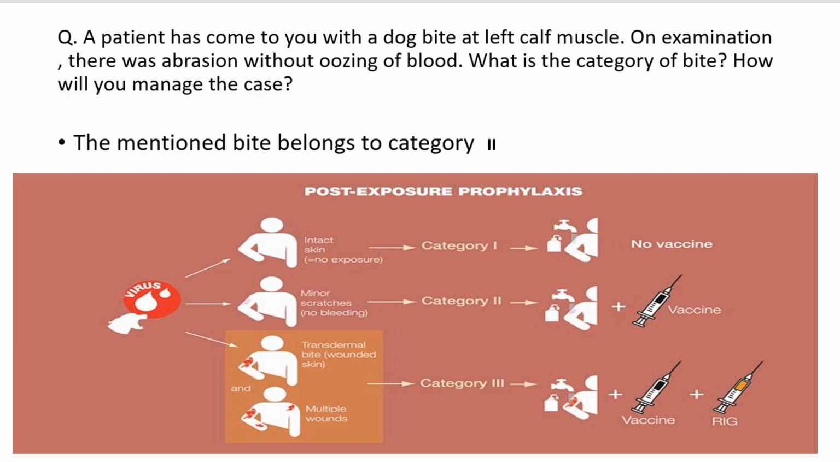Well, if you know the categorization, then you must know that when there has been any exposure but the skin is intact, that is category 1. If there are minor scratches but no bleeding, it is category 2. If there is a transdermal bite, that is the skin has been wounded and there have been multiple wounds, then it is category 3. And in that case, not only vaccine, but you will also need the immunoglobulin.